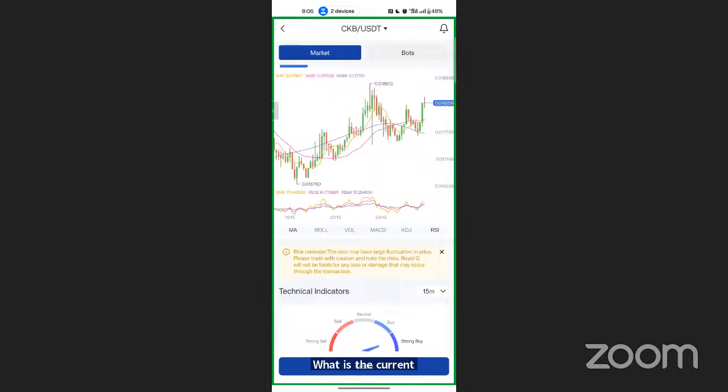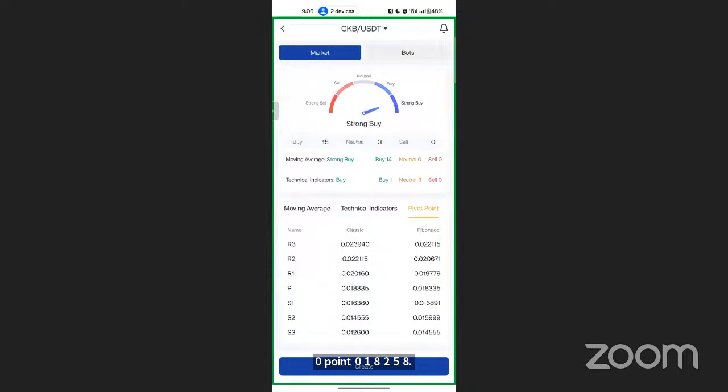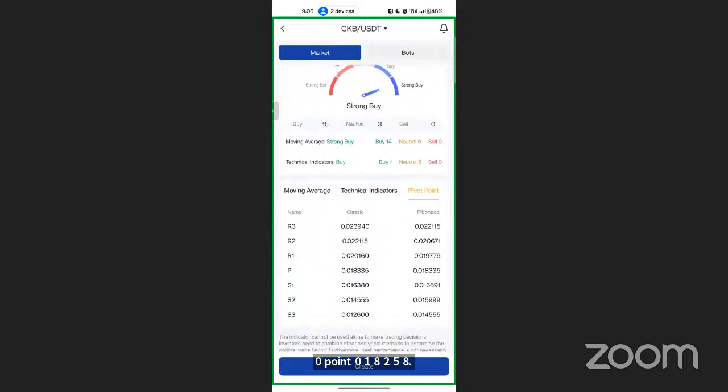What is the current price? I write the current price: 0.018258. Then I come to the pivot. Where is the pivot point? What's the pivot? Then I write the pivot: 0.018335. Oh, so it has not yet reached the pivot point.